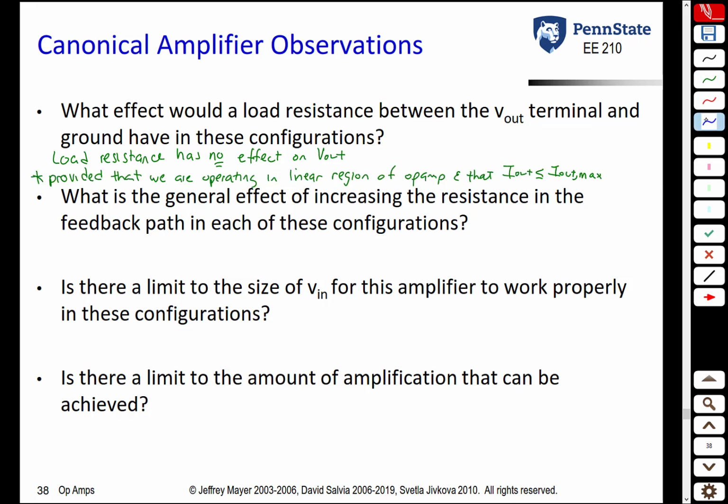Does this mean that a load resistance has no effect on the circuit? No, it does not mean that at all, because although the load resistance does not affect the output voltage, it does affect the output current, which means it affects the power coming out of the op-amp. But because the load resistance does not affect the voltage, we basically see that all of these canonical op-amp circuits avoid the loading effect. And that is one of the biggest features of these different canonical op-amp configurations, is that you can avoid the loading effect.